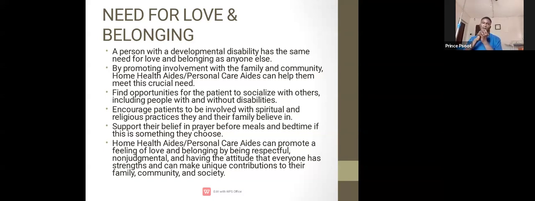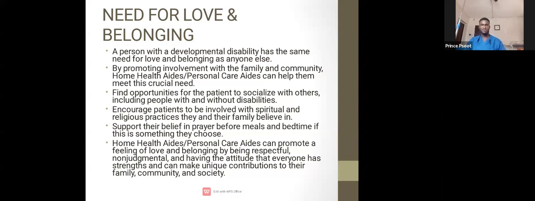By promoting involvement in the family and community, home health aides or personal care aides can help them meet this crucial need. Find opportunities for the patient to socialize with others, including people with or without disabilities. Encourage patients to be involved with spiritual and religious practices they and their family believe in. If they're Christian, involve them in church activity. If they are Muslim, involve them in mosque activities. Whatever they believe in, we help them practice it.